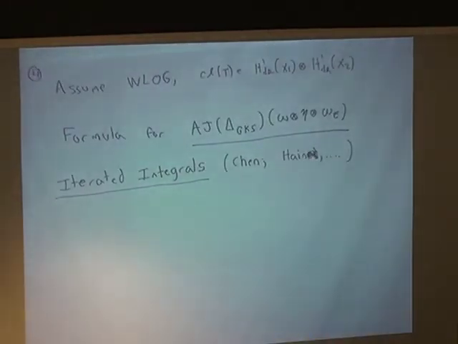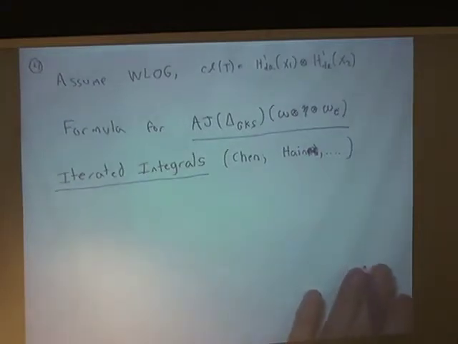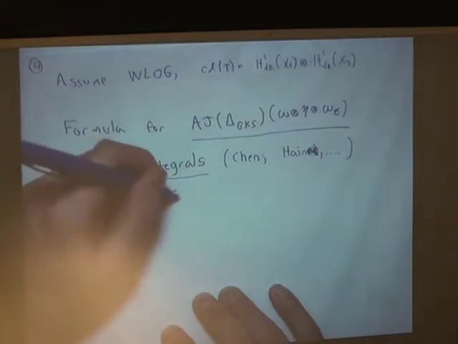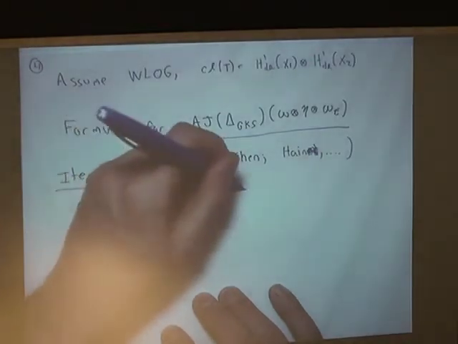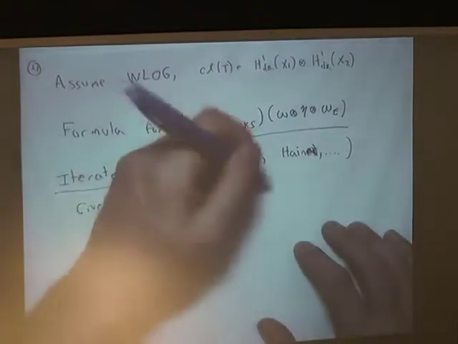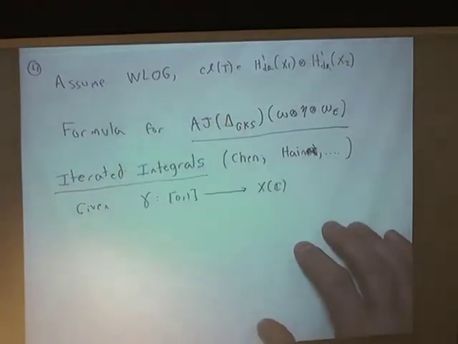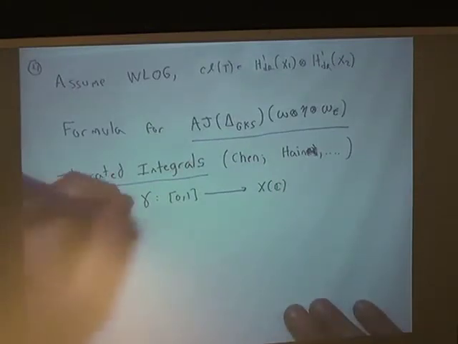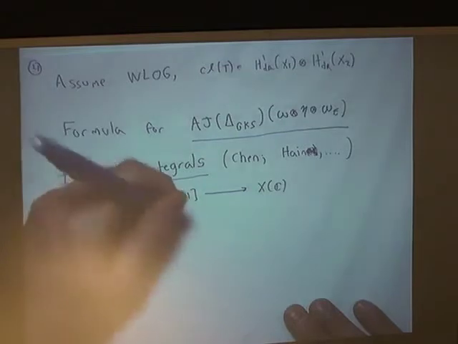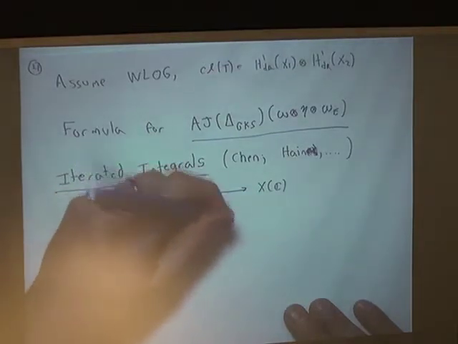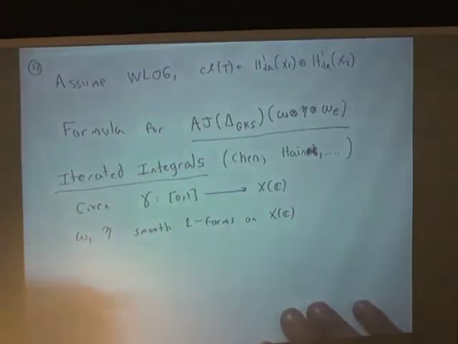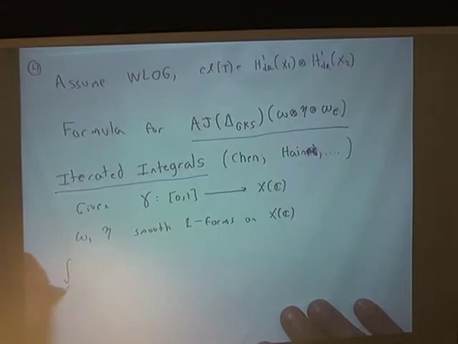Okay, so iterated integrals. What are they? Given a path, I'm going to give myself a path gamma from 0 to 1, which I think of as a function from the closed interval [0,1] to the complex points on the curve. And given omega and eta, which for me are now going to be smooth 1-forms on X(C).